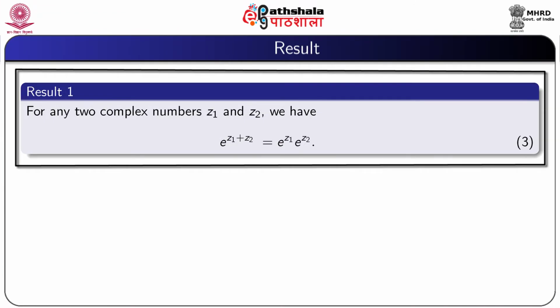So we now prove a result for any two complex numbers z1 and z2. We have e to the power z1 plus z2 is equal to e to the power z1 into e to the power z2.